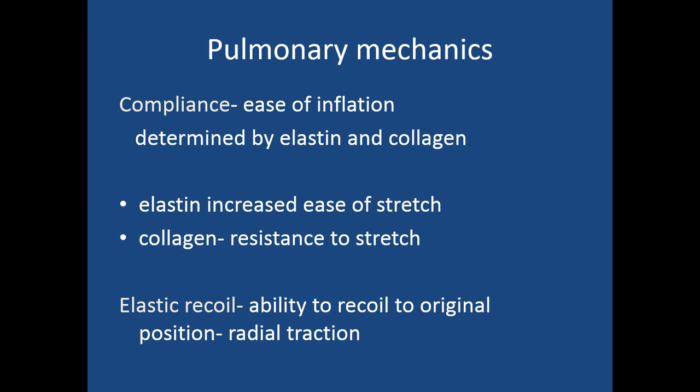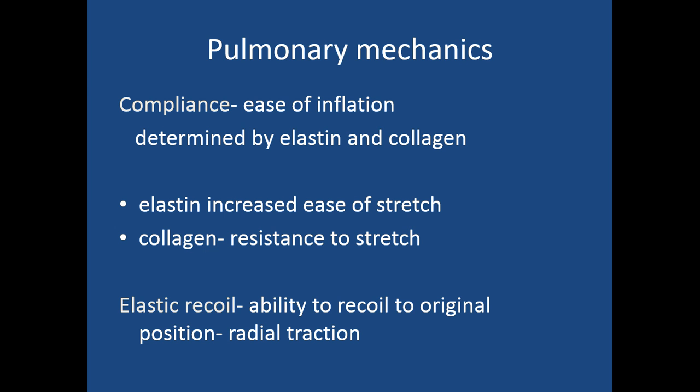Pulmonary mechanics, as I said, also depends on the compliance. So remember the stretchiness and the recoil. Compliance is the ease of inflation. It's the stretchiness determined by elastin and collagen in the lung tissue. Elastin will increase the ease of stretch, whereas collagen will resist stretch. So they should be in balance. Those two substances should be in balance for normal pulmonary function. And we'll talk about disease states where they're out of balance and we start to see changes in the recoil, in the compliance of the lung.